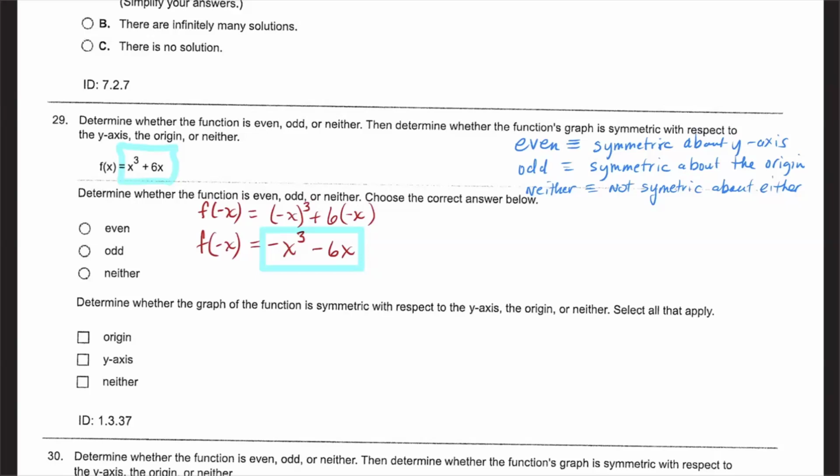So both signs of every term have changed. So when that happens, when all the signs change, we say that this is an odd function. If they change from positive to negative, negative to positive, but all of the terms have to change signs. It's odd, which means it's symmetric about the origin.